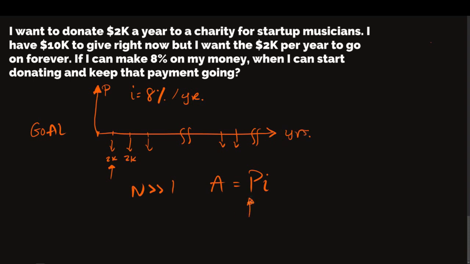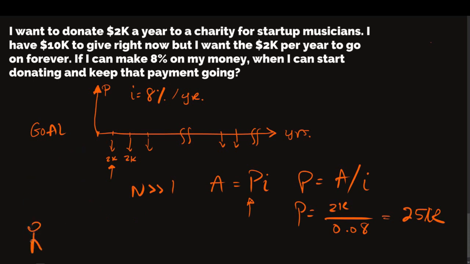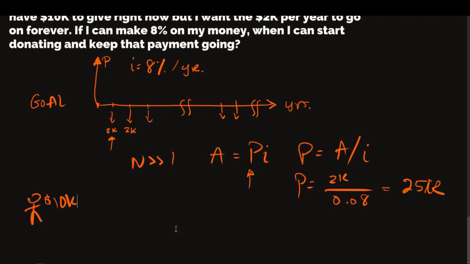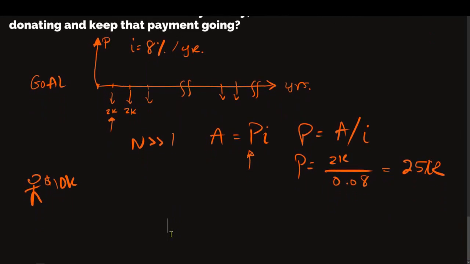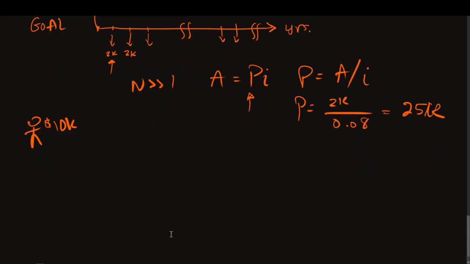So what is this? If we were going to solve for that, it would look like 2K divided by 0.08. So that's $25,000. That's a K. So that's $25,000. Here's me now, and I have 10K. So I do not have enough money to start this off. So then the next question is, since I don't have enough money, how long is it going to take before I do?